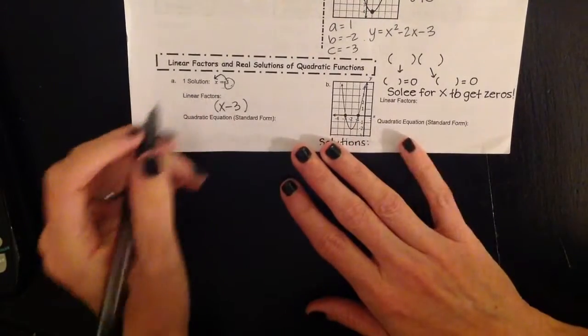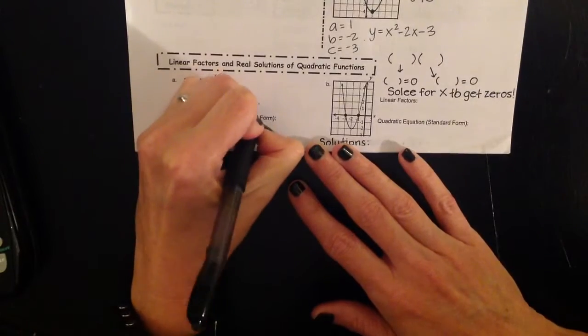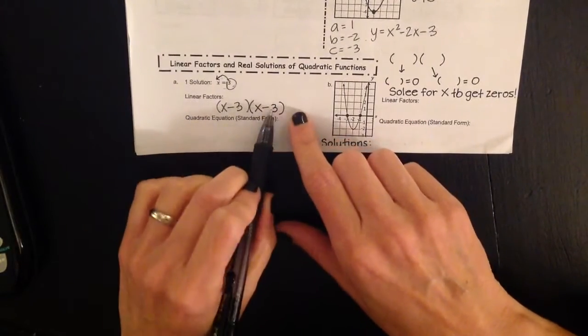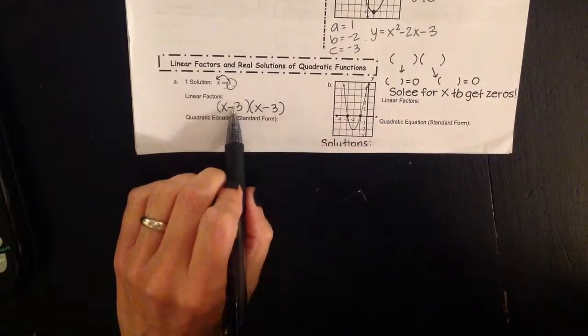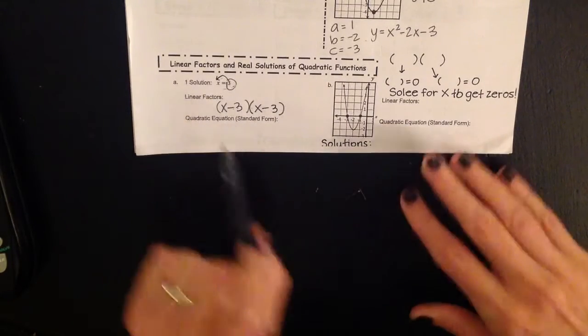But the thing with factors is you've got to have 2. So if they tell you only have one solution, that tells you that you have 2 factors, but they're the exact same. That's why you're only getting one solution, because when I set this equal to 0 and solve, x equals 3 shows up twice. It's the same solution. We're only writing it once.